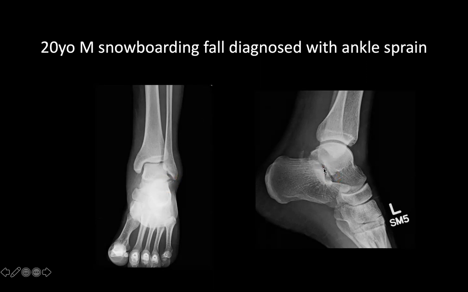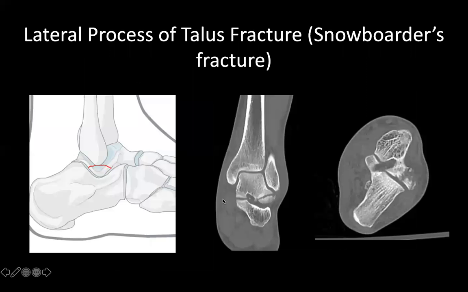This is the lateral process, it's this sharp angle that you get on the lateral view. And so you always want to scrutinize that in a patient who has an ankle sprain, and make sure that they don't actually have a fracture. This is often called a snowboarder's fracture because they're particularly prone to this injury. Typically, once we have suspicion for it on the x-ray, we'll get a CT scan to better characterize it.